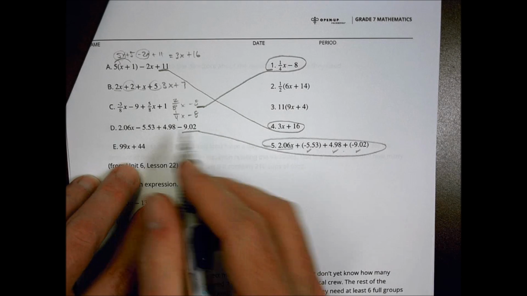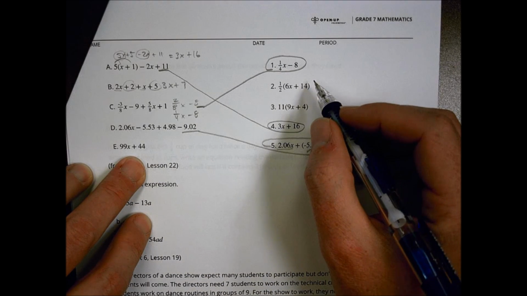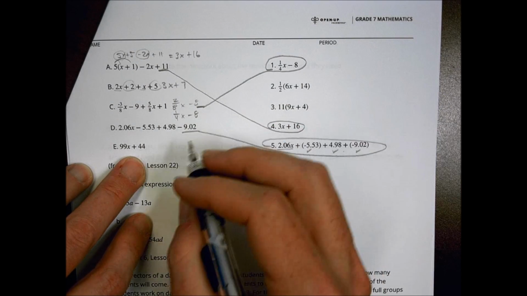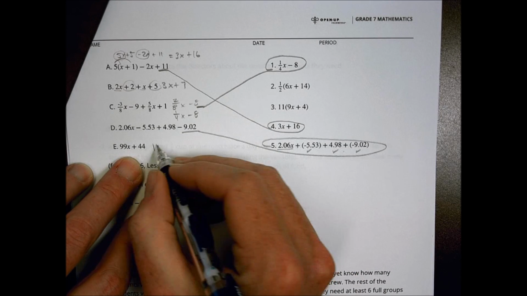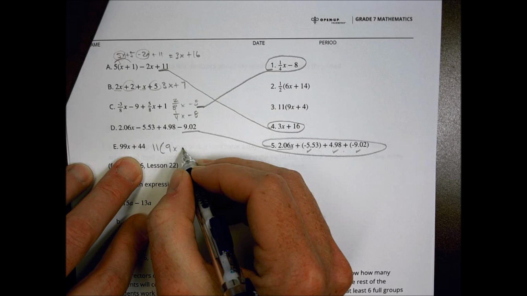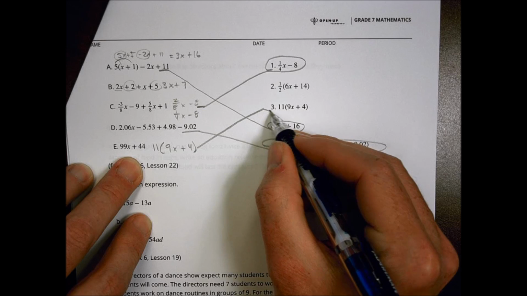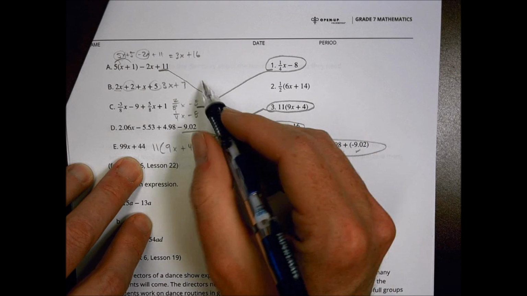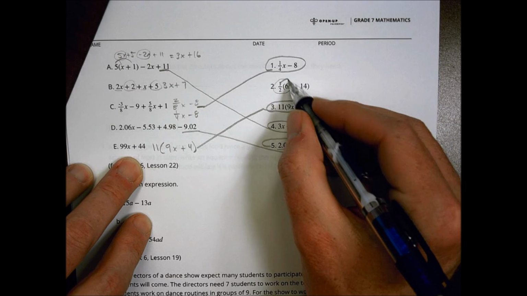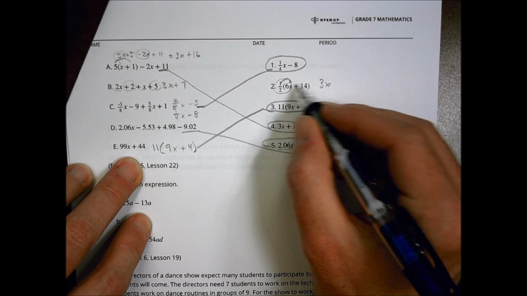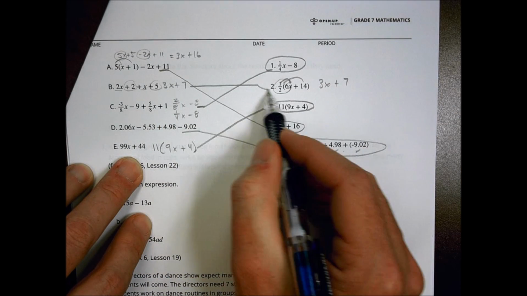Here I have 99x plus 44. I don't see a match. Let's take a look up here and see what I can do. I can't do anything else with that, really. Actually, I could factor out an 11, because 11 goes into there 9x times, and I could factor out a 4. So that matches right here with some factoring here, which leaves me with this one going there. Why is that? Well, 1/2 times 6x is going to be what? 3x, and 1/2 times 14 is going to be 7. So those are going to match directly across there.